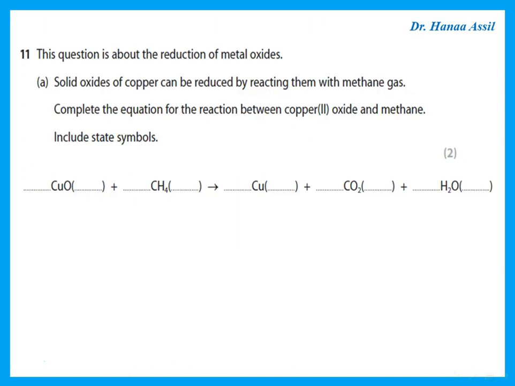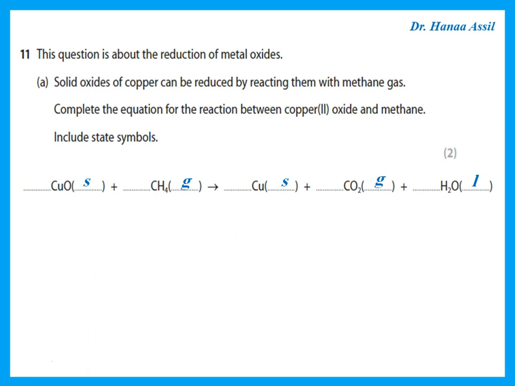This question is about reduction of metal oxides. Solid oxides of copper can be reduced by reacting them with methane gas. Complete the equation for the reaction between copper oxide and methane and include the state symbols. So let's start with the state symbols. He says up there that oxides of copper are solid, and we should know that copper oxide is a solid, methane is a gas, copper is a metal, of course, so it's a solid, carbon dioxide is a gas, and water is a liquid. Now we need to balance.